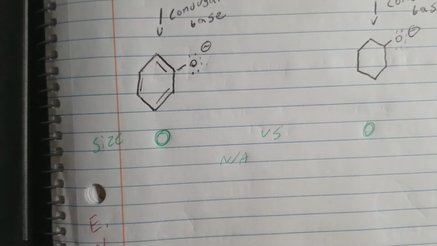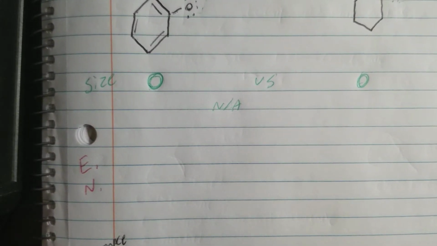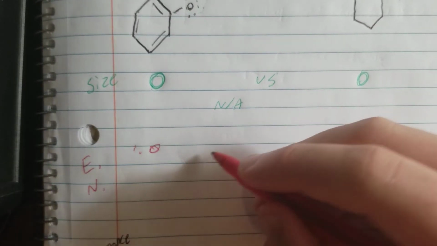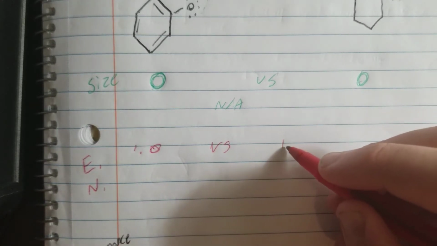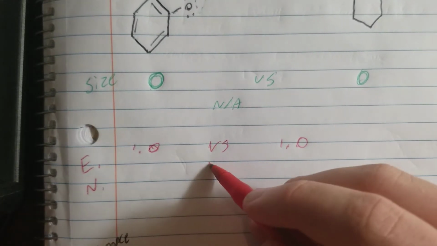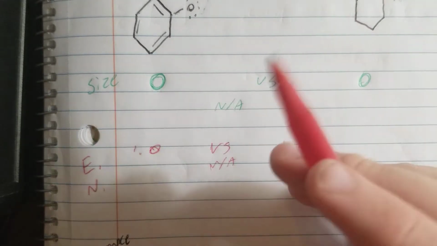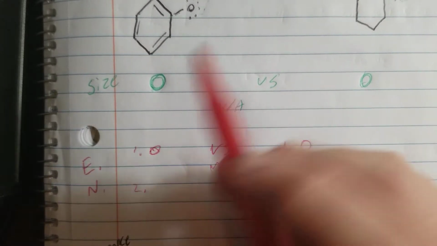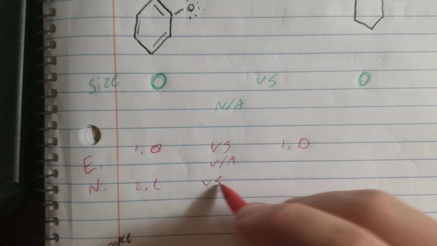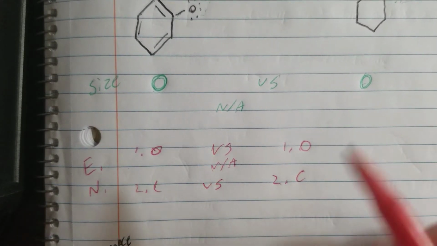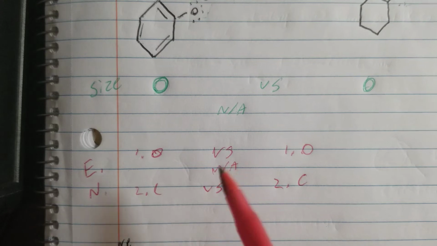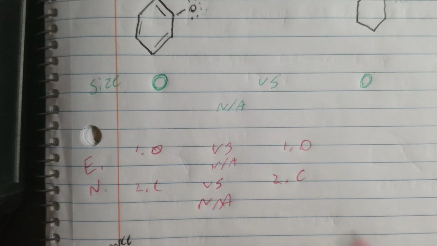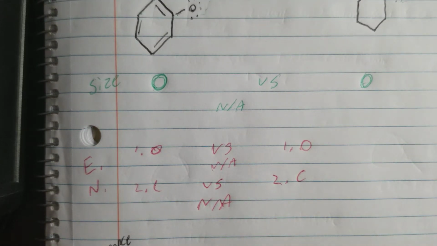Alright, so then we move on to electronegativity. First, we will compare the atom with the negative charge itself, which will once again be O versus O. And that has no difference, because again they're the same atom. They cannot have differences in electronegativity. And then we will compare their neighbors, which are two carbons. Two carbons don't have a difference, so once again those do not affect acidity.